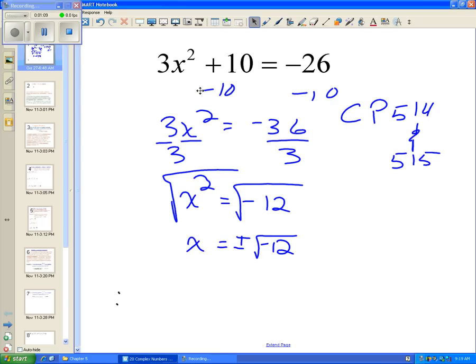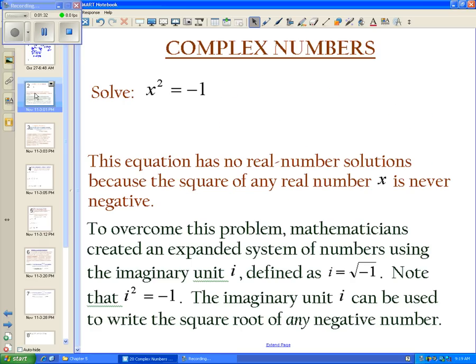Up to this point, every time we've seen a problem like this, we've said, no, you can't have the square root of a negative number. You can only have square roots of a positive number. The question is, however, what if I did take a square root of a negative number? What would it look like? What would it be? That's what complex and imaginary numbers are about. That's what we're going to talk about. So let's start in our Course Pack.